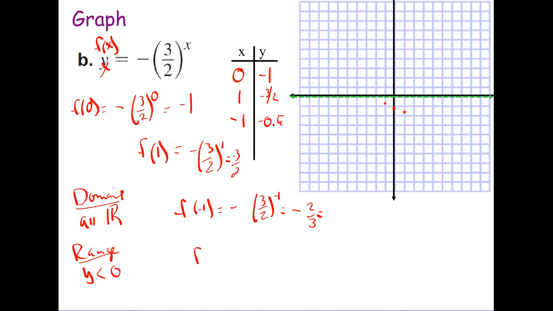We could plug in 2. Let's just do 2 for fun, just so you can practice these exponents. That's negative 3 halves squared, which is negative 3 squared over 2 squared, which is negative 9 fourths, and negative 9 fourths is approximately negative 2 1/4. So 2 is negative 2 1/4. Not going very fast, but it is going down.